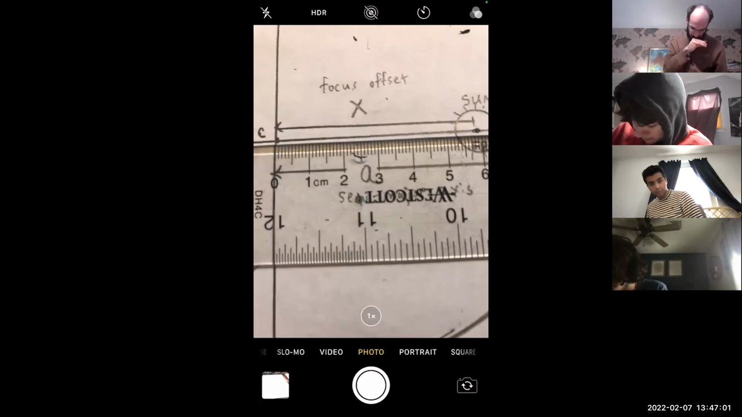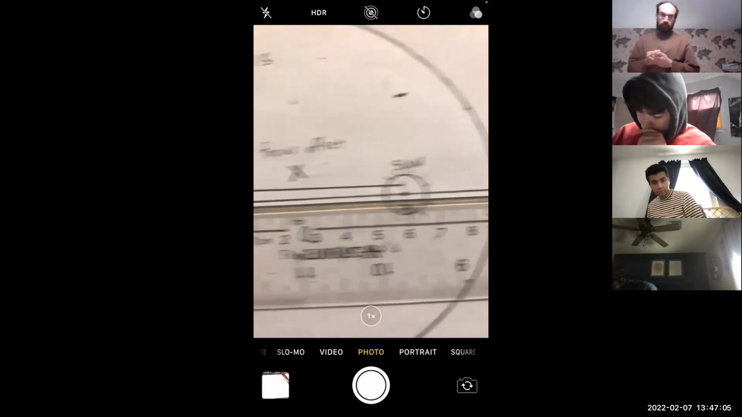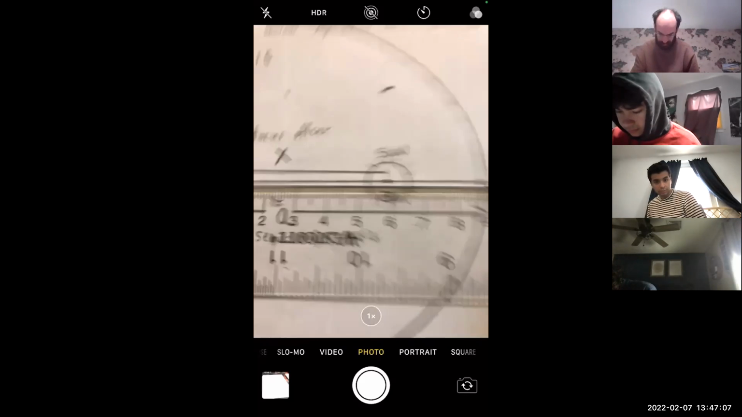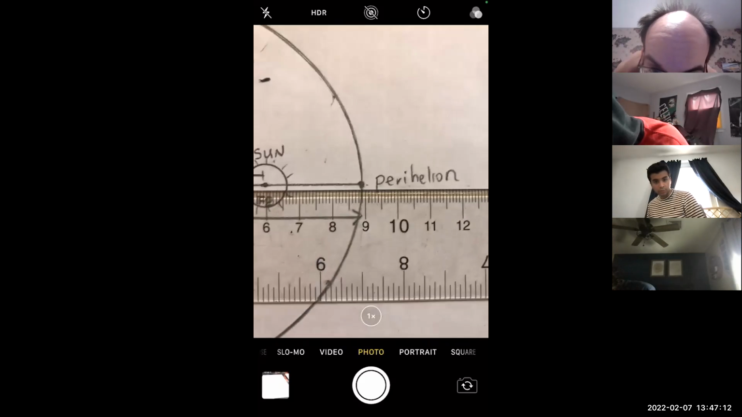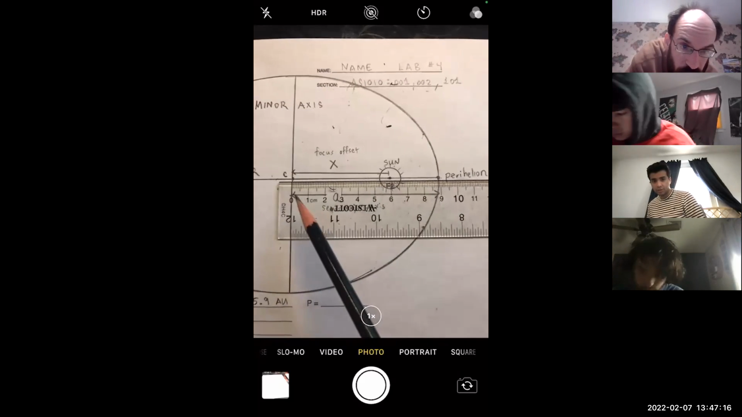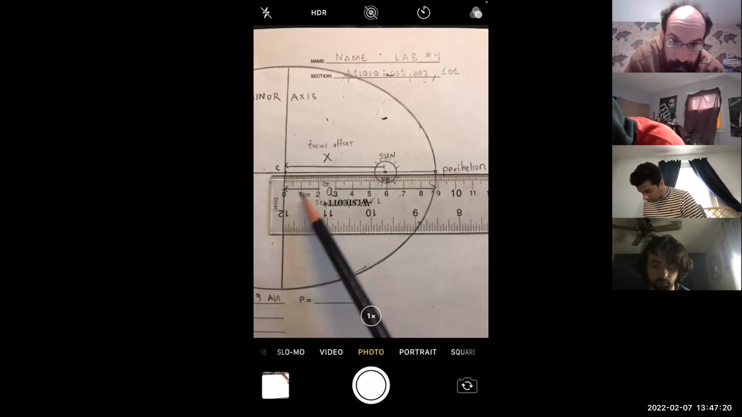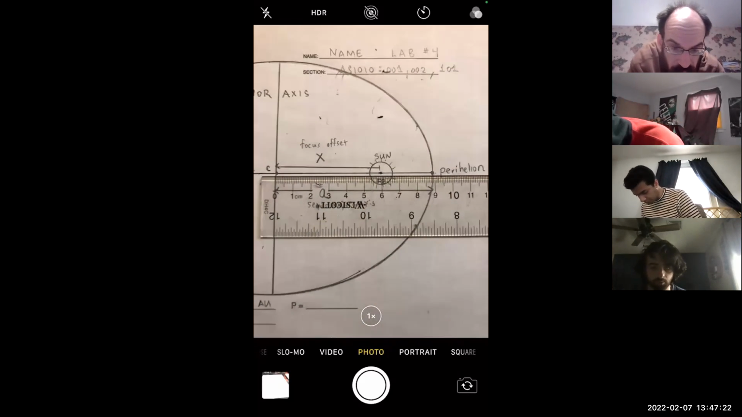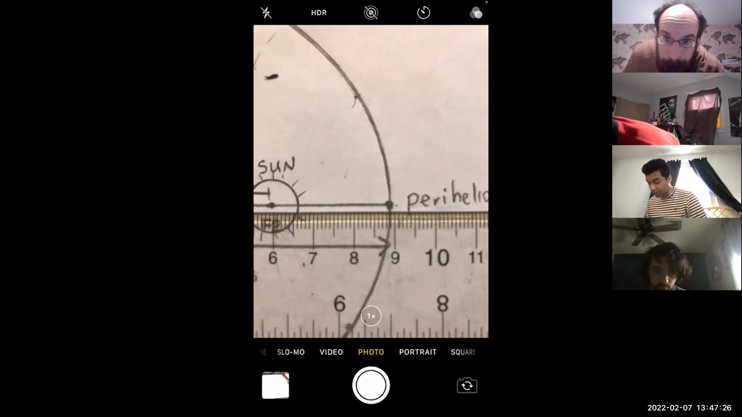Now we're going to do A, semi-major axis. What do we think? Where do you measure that from? Well, look at your label. A goes from the center to the perihelion. That's what we labeled it as underneath there, right? Yeah. So 8.9 AU.